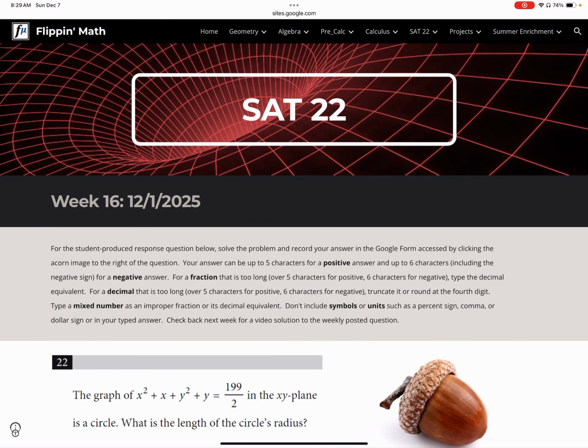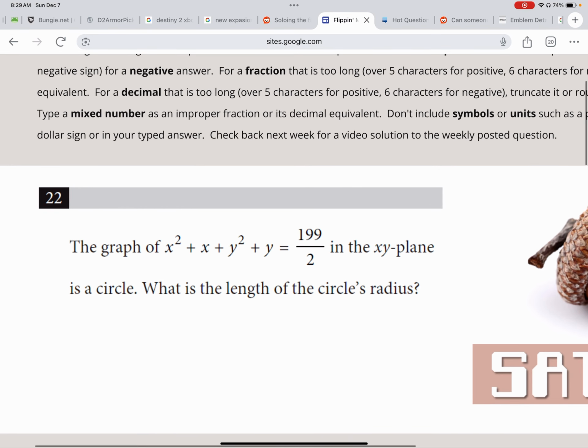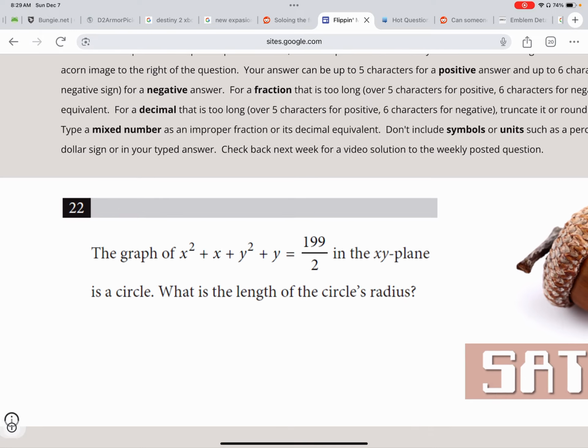SAT 22 for week 16, a student produced response question. Let's take a look. The graph of x squared plus x plus y squared plus y is equal to 199 over 2 in the xy plane. This thing is a circle. What is the length of the circle's radius?